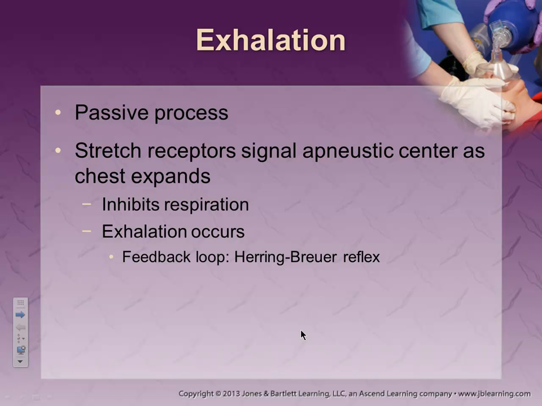Exhalation is a passive process, meaning that it doesn't take a lot of work. The balloons have stretched, and now they're forcing the air back out. The process of exhalation goes and goes until these stretch receptors signal the apneustic center that, hey, we've reached our max potential. We've stretched to the max. Now let's exhale.